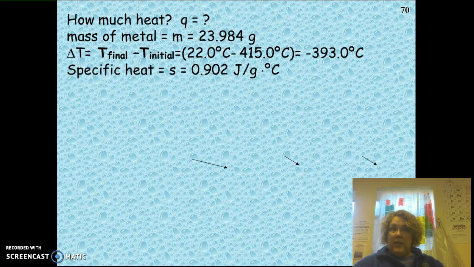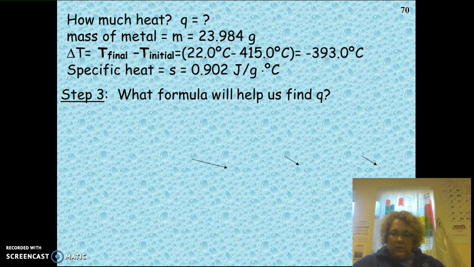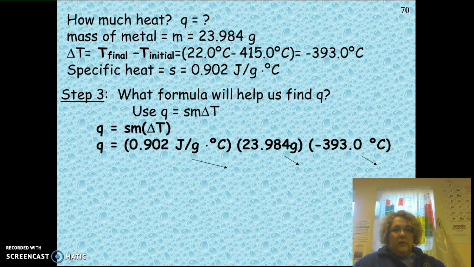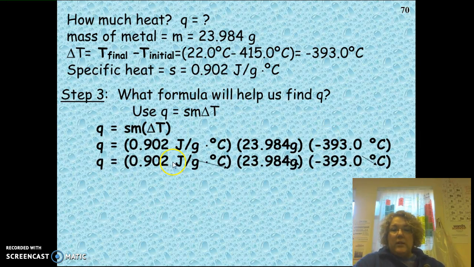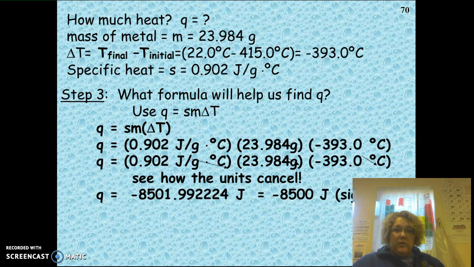And then the specific heat of the metal is 0.902 joules per gram degree Celsius. Once again, we could just multiply and divide the units to get them to cancel, or we could use the formula, Q = smΔT. So now we just need to plug and chug. S was 0.902, the mass was 23-ish, and the delta T was negative 393. Notice that in my joules per gram degree Celsius of specific heat, the grams cancel because I'm multiplying by grams, and the Celsius cancels because I'm multiplying by Celsius. All I'm left with is joules, which is what I want.